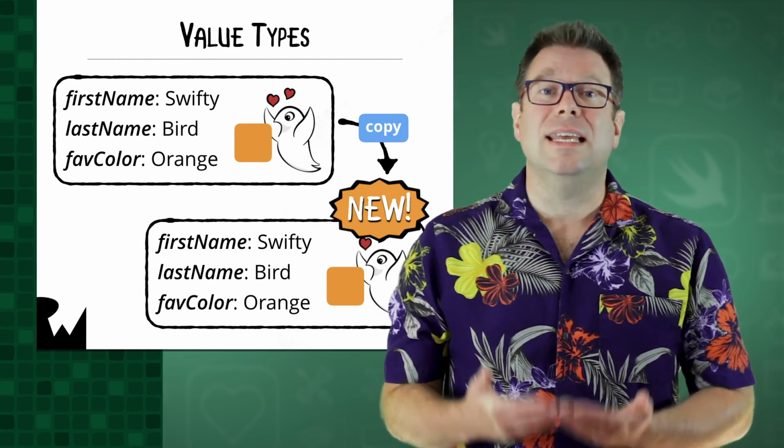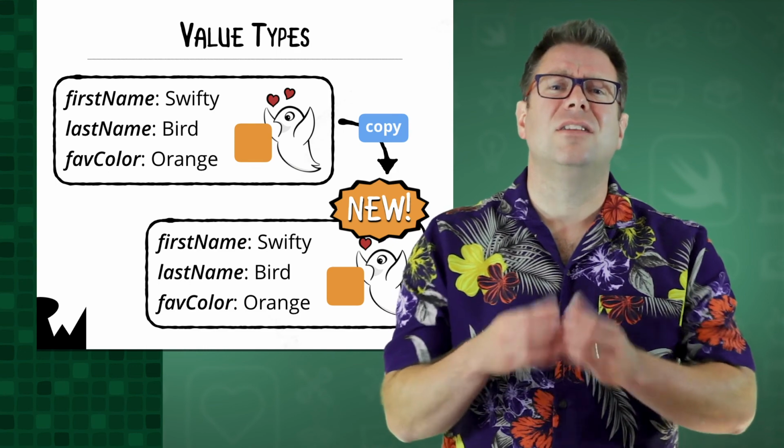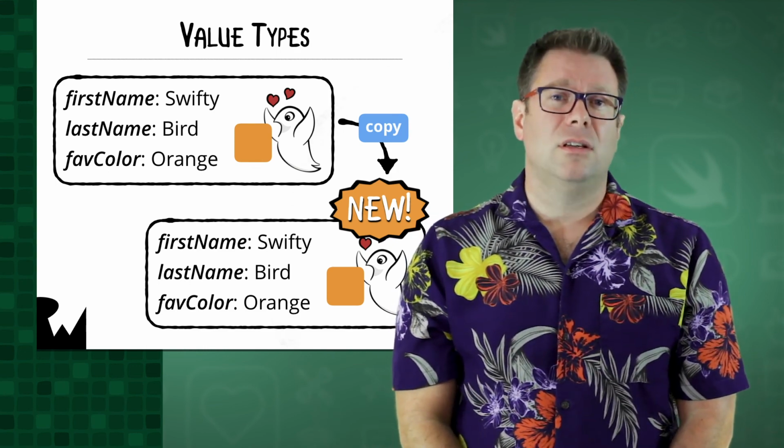So if you assign an instance of a structure to a constant or a variable, you're actually creating an entirely new structure with the same values as the original. Does that make your head spin? That's okay. You'll get some practice with value types in the next challenge, and we'll also cover them in depth in a later course, Programming in Swift, Functions and Types.